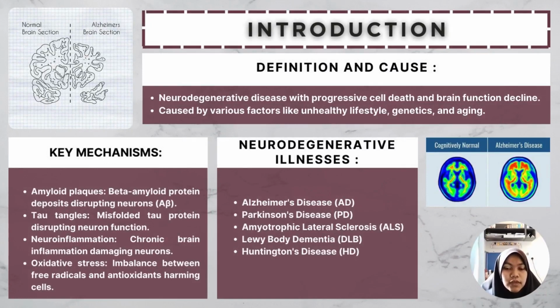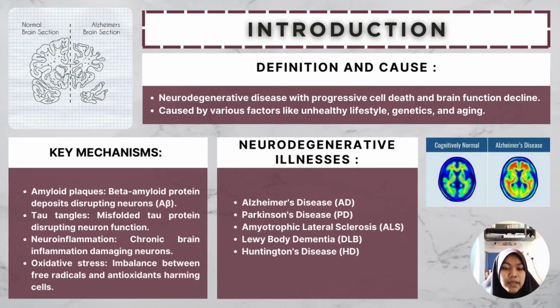Neurodegenerative disease is defined by progressive cell death and brain function decline. It is also caused by various factors like unhealthy lifestyle, genetics, and aging. The key mechanisms disrupting neurons include beta amyloid protein deposits, misfolded tau protein disrupting neuron function, and chronic brain inflammation damaging neurons. Oxidative stress is the imbalance between free radicals and antioxidants harming the cell.